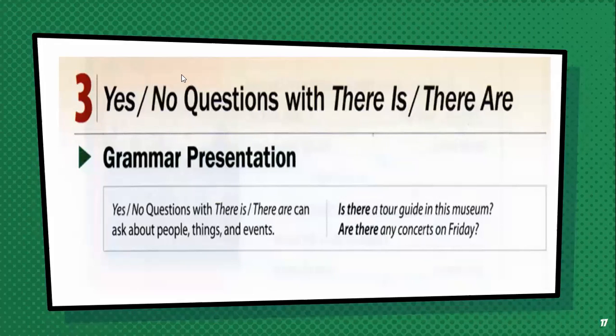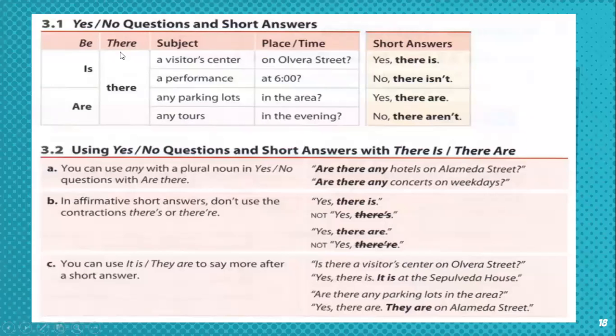And we have the structure: the verb be, then the adverb there, subject, place, time. And we have the short answers. We discussed the way that we answer, whether it is long or short. In affirmative short answers, you don't use contractions. You say yes, there is, or yes, there are, in full form, not the contracted form. Then you can use it is or they are to say more after the short answer.